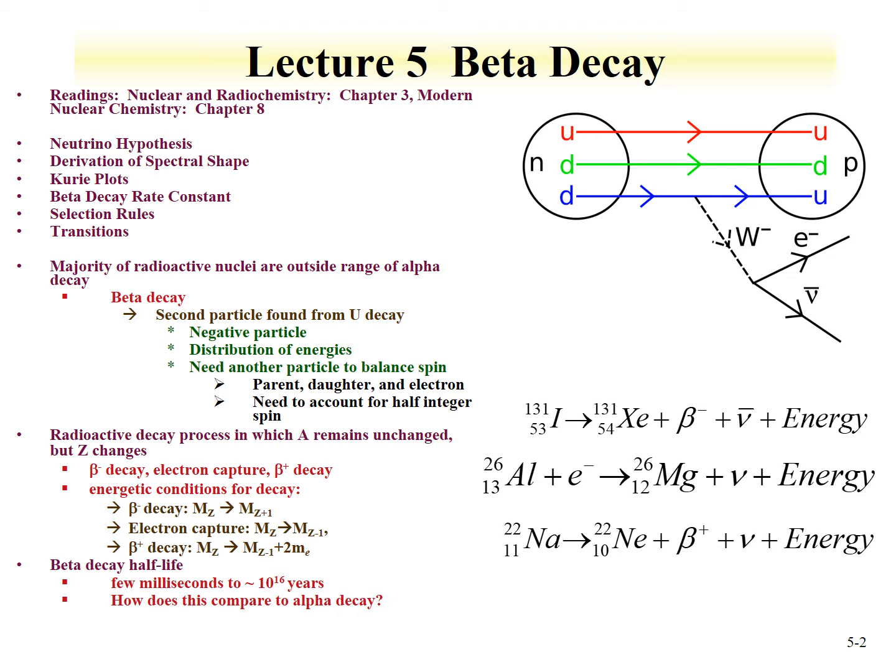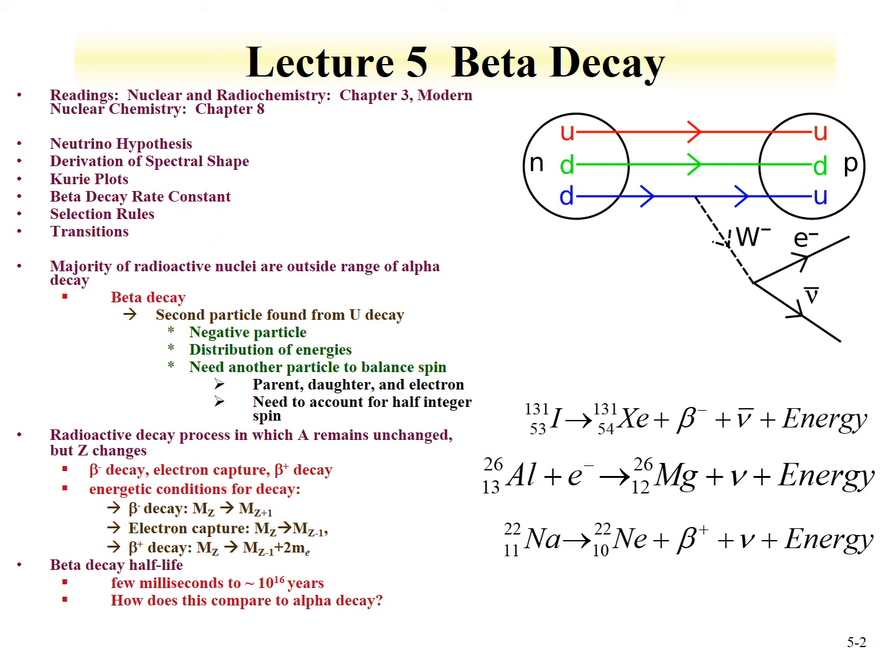We can use this information, since a rate constant can be measured, to understand some of the properties of the isotope undergoing decay. We're going to discuss selection rules, which are based upon the spin and parity change from the parent to the daughter state. Often the daughter state may be an excited nuclear state. Then we're going to talk about different types of transitions.